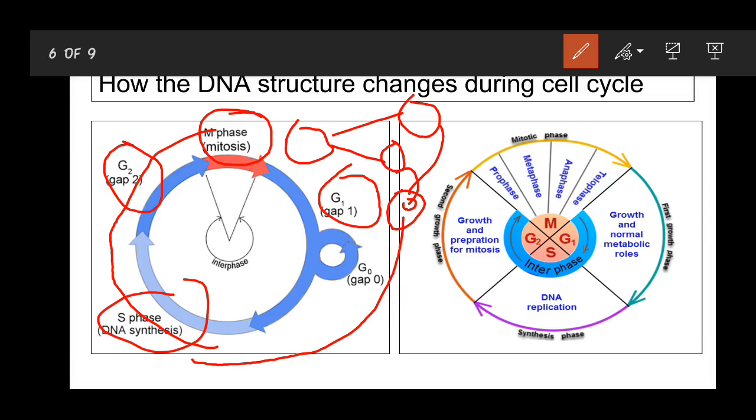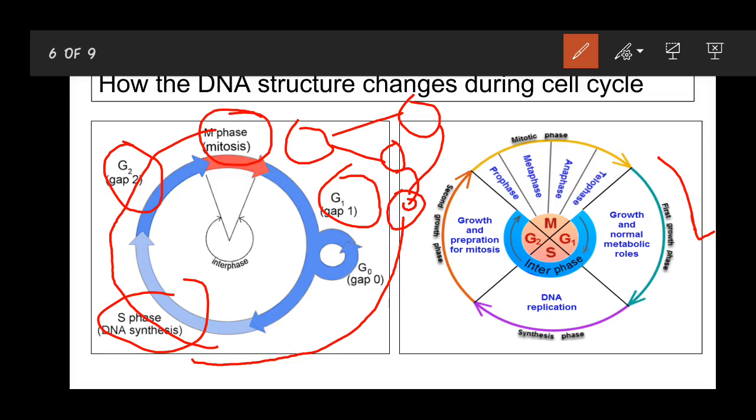Coming to the interphase, as we said, now we'll discuss what happens to a cell in different phases of the cell cycle. In the diagram towards the right hand side, in the G1 phase, which is this particular area, the growth and normal metabolic roles of the cell are carried out.